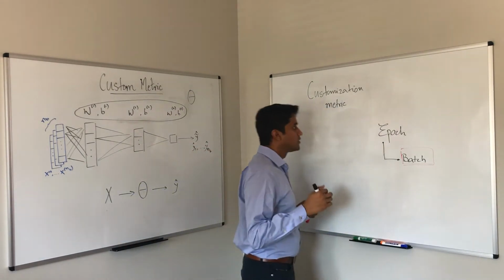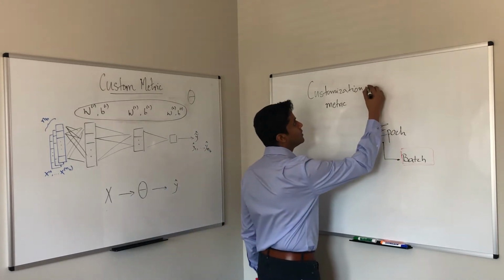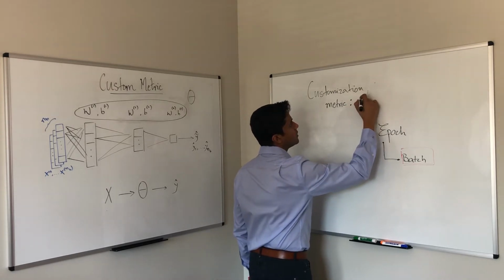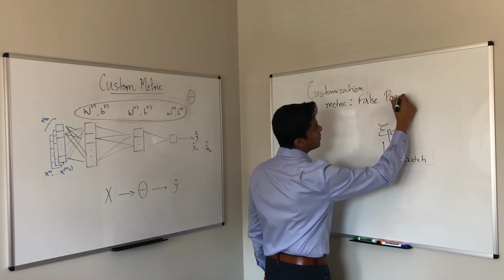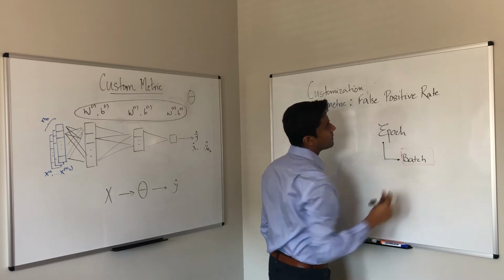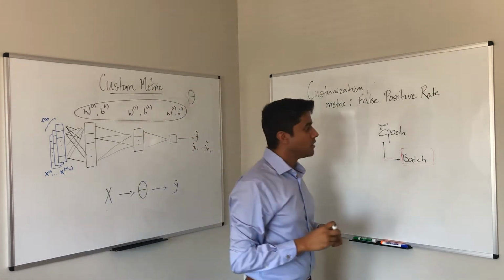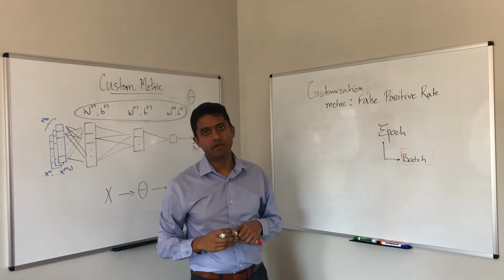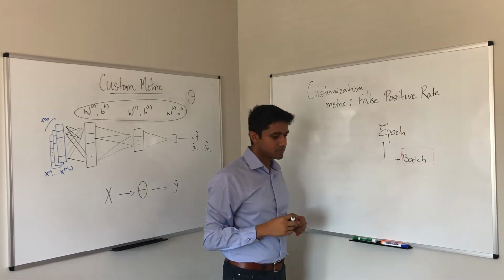Okay, let me first talk about the metric that we are going to build now. Custom metric, it is going to be here. We are going to build false positive rate, and we'll also learn how similarly we can build other metrics such as F1 score, odds ratio, or anything else.